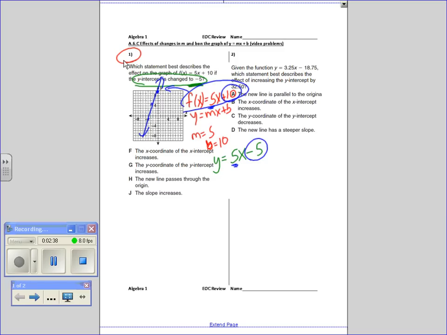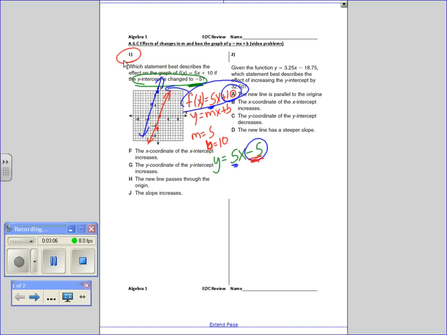Y equals 5x plus 10. That's the starting equation. It says we're going to take this equation and then we're going to change it. So this is the one we're starting with. And then we're going to graph the new equation. We're going to graph y equals 5x minus 5. So that means we're starting at -5, our y-intercept. And again, we're going to go up 5 and over 1. But up 5 and over 1 is the same for the 2 equations, because they have the same slope.